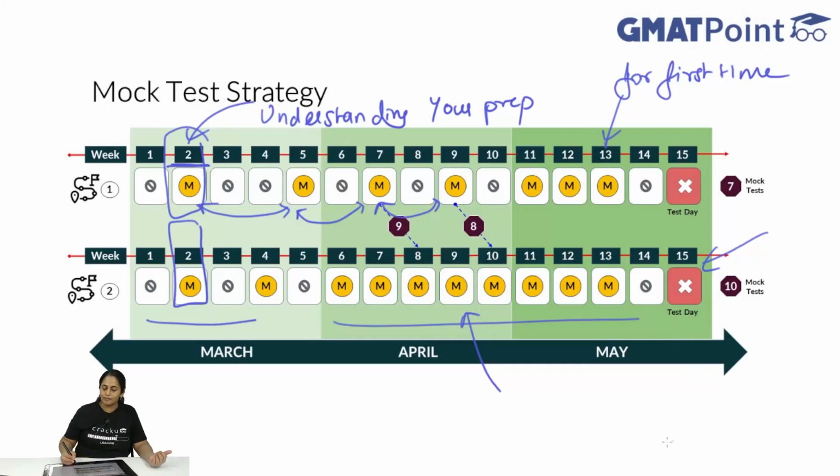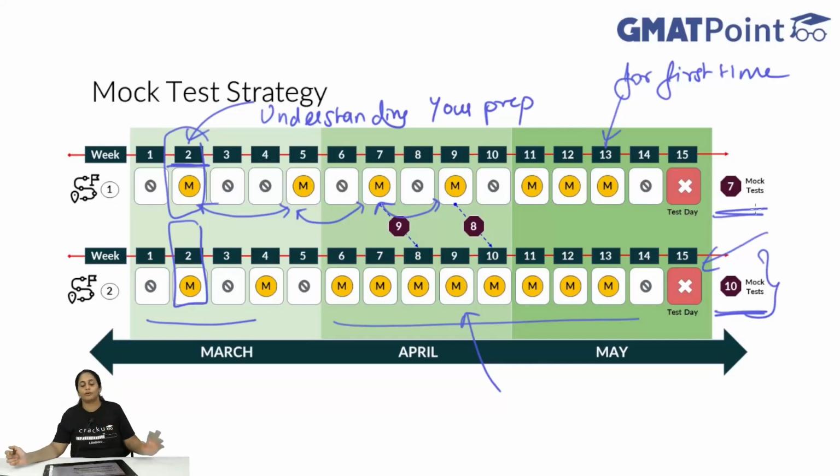In case you are somewhere in between, somebody who doesn't know anything about GMAT and somebody who is an expert in taking GMAT, you can shift from plan A to plan B somewhere in the middle. So if you take mocks every weekend from the 2nd month on, you will get 10 mock tests done, which is an excellent number. If you have a more sparing schedule for mocks, you will end up taking 7 mock tests, which is still fine. It's not a bad number at all.